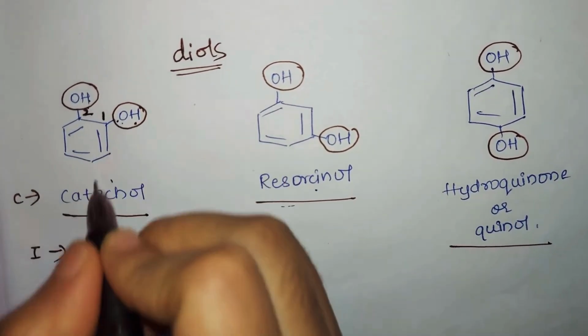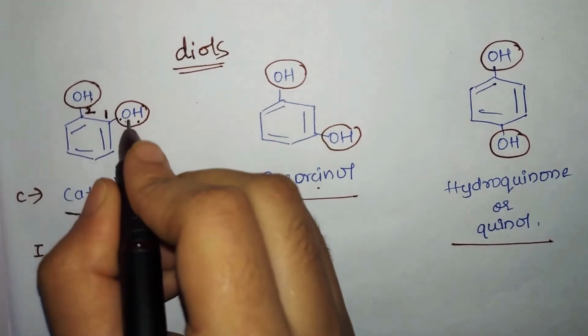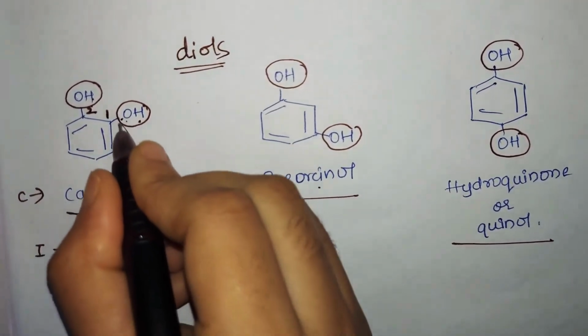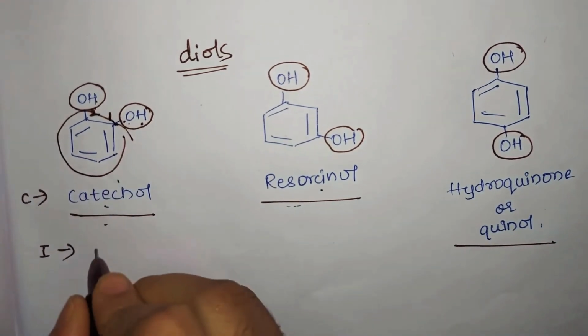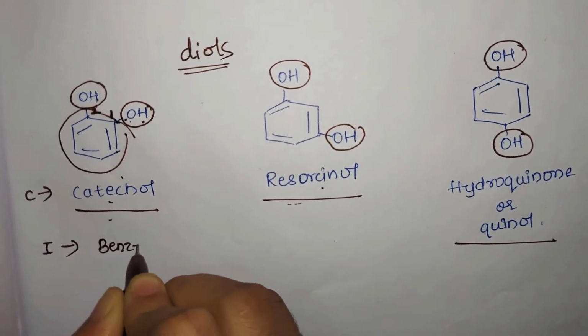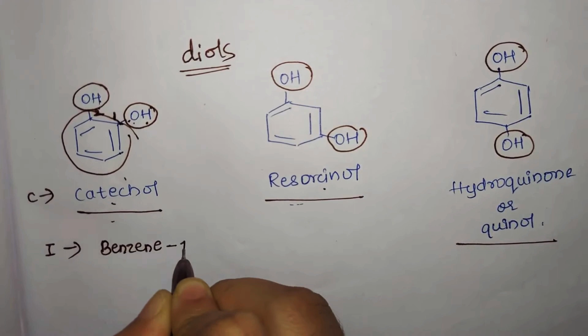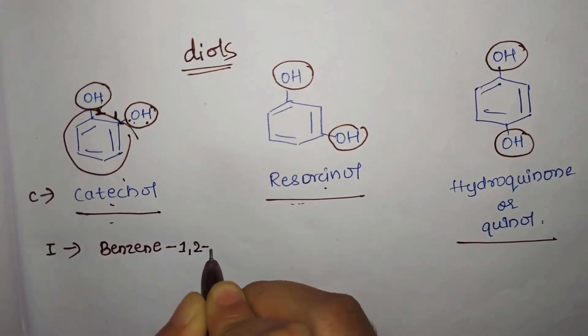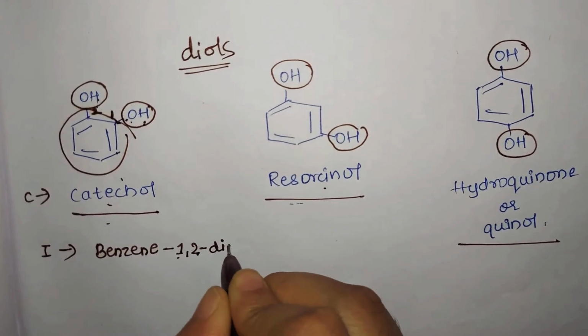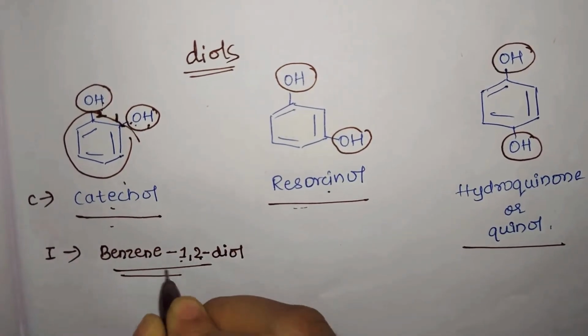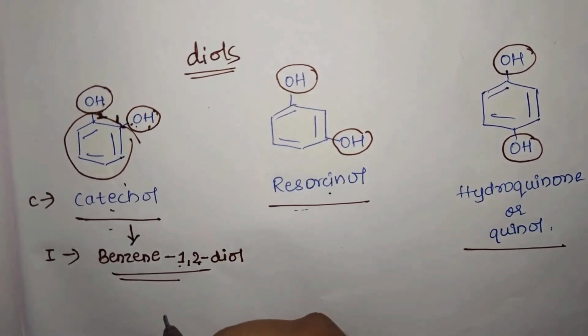So 1, 2, and since it is having 2 OH groups, the name of the parent is retained as it is. Parent atom is benzene ring. So we'll write it as what? Benzene. We'll specify the position of the OH group on benzene ring. It is 1 and 2. So 1 comma 2. There are two OH groups. So it becomes what? Di. And since it is an alcoholic group, it becomes ol. So the name is benzene 1 comma 2 diol.